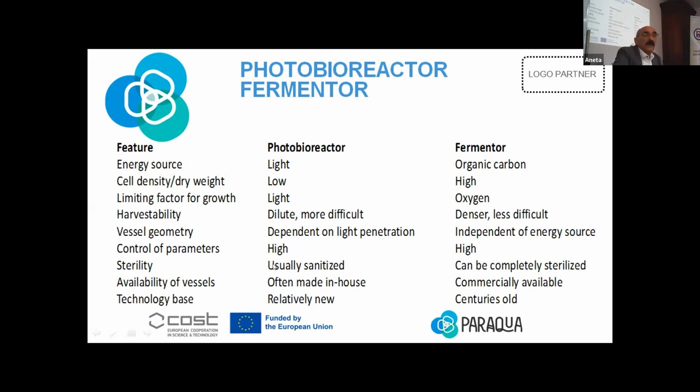Sterilization: most photobioreactors can't be completely sanitized, but you can completely sanitize, and you have to completely sanitize, the fermenter. Availability: bioreactors are often made in-house. We said it's easy to make them if you know what you have to take into consideration. And fermenters are commercially available. They are not easy to custom build, and you need some engineering skills in order to build a fermenter.